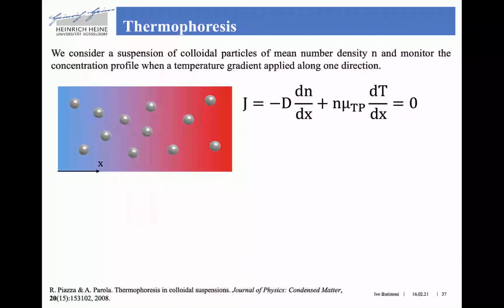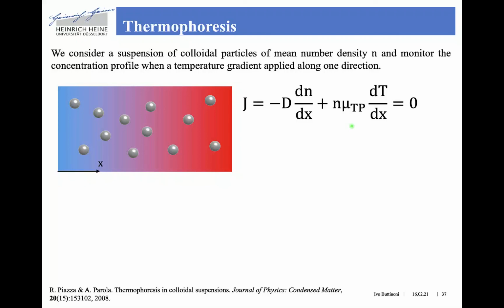So for these two reasons, it is often more useful to characterize the thermophoretic transport of freely suspended particles using a different approach, in which we consider a suspension of colloidal particles of mean number density n and monitor the concentration profile when a temperature gradient is applied along one direction, say along x. So here we can write that the total mass flux is the sum of a diffusion term and a thermophoretic migration, where here mu_T is the thermophoretic mobility of the particles.